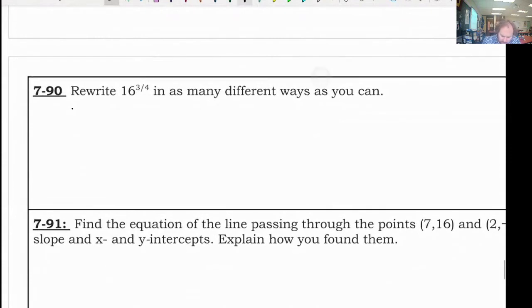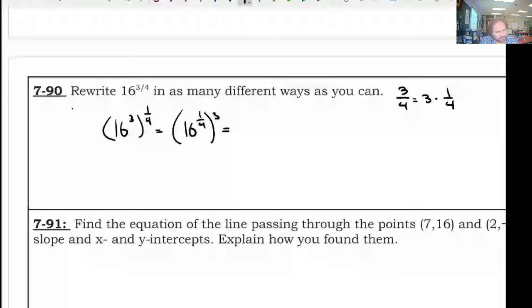For question 5, we're going to practice what we did in class today. We're going to rewrite 16 to the 3/4 power as many different ways as you can. I'm just going to guide you through this. I think the key here, first of all, is to think that 3/4 can be written as 3 times 1/4. So one way to do this would be 16 to the 3rd power raised to the 1/4 power. Another way to do it would be 16 to the 1/4 power to the 3rd power.